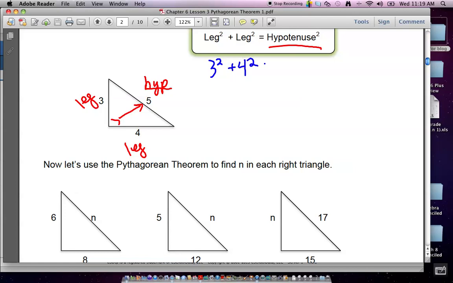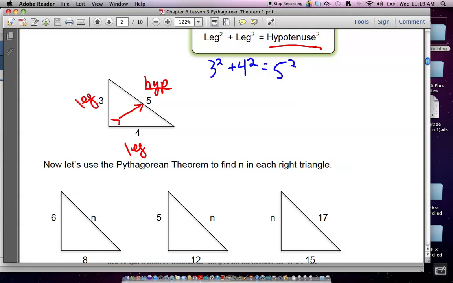Plus 4 squared. Four score and seven years ago, our forefathers set forth the Emancipation Proclamation, Abraham Lincoln. 3 squared is 9. Okay. 3 squared plus 4 squared equals, and what does it say the hypotenuse is? 5.